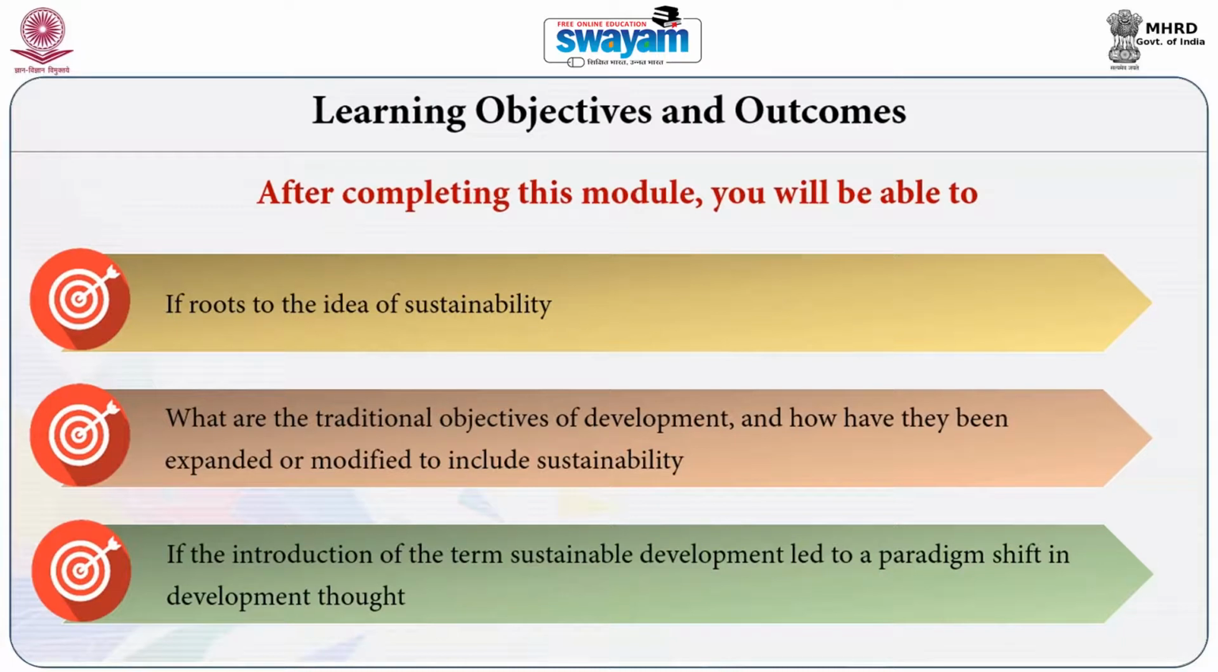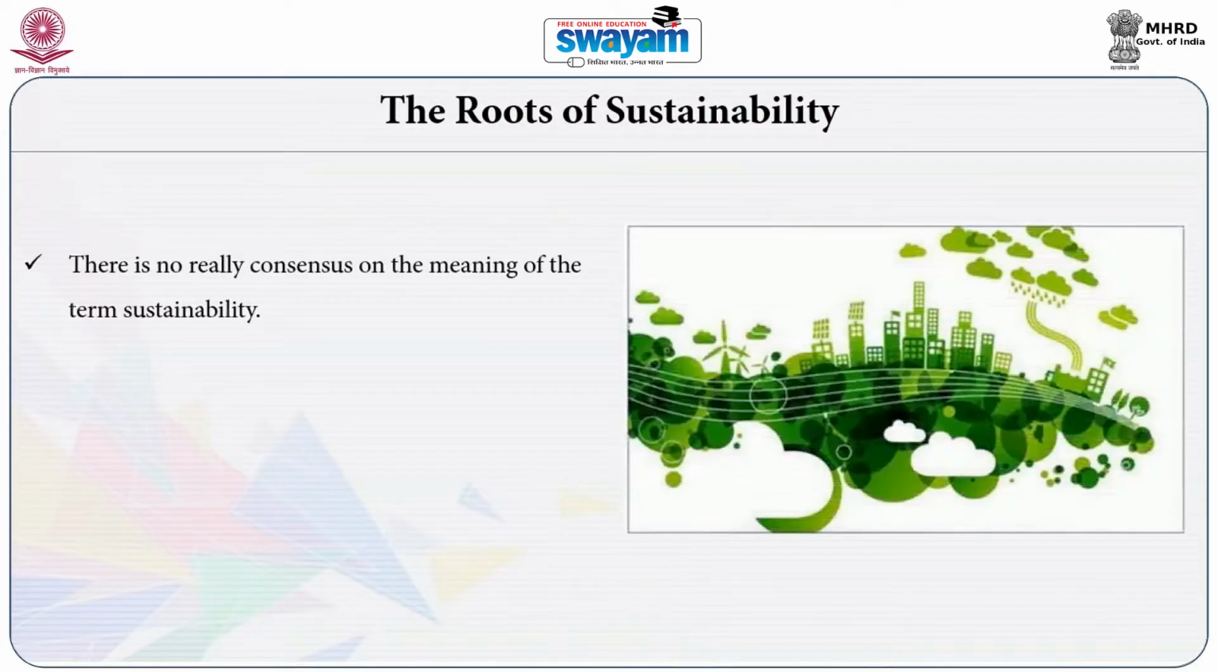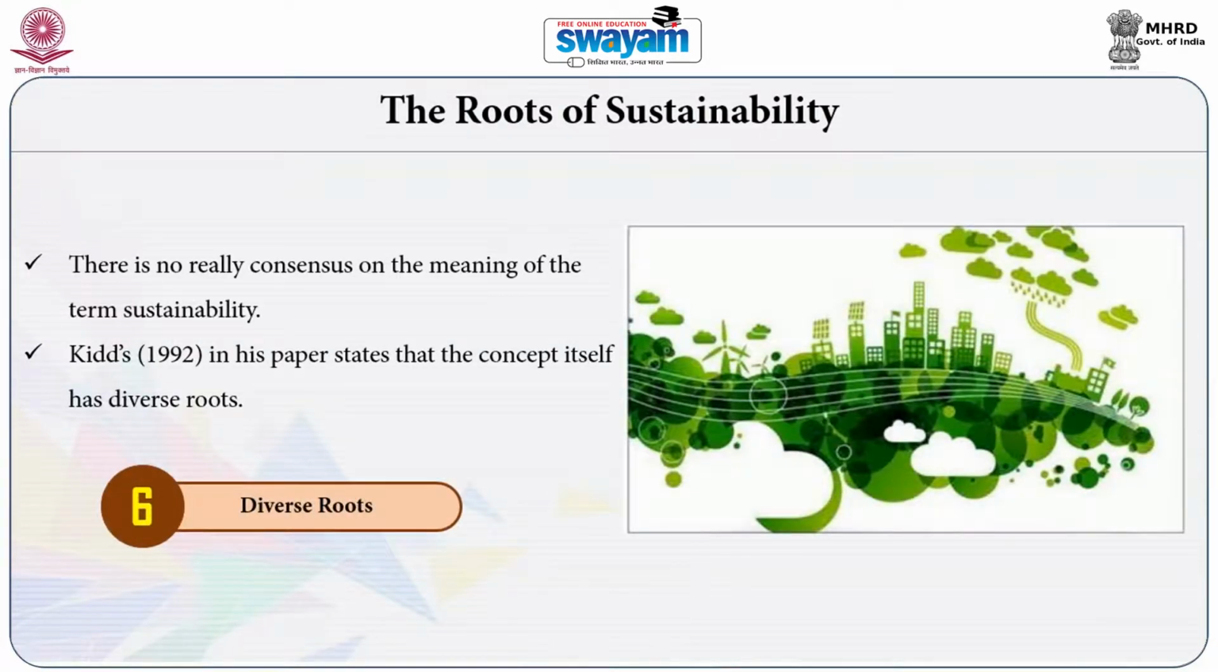So this tree is the concept of sustainability, and it draws from various other concepts, which is why there are so many different ways in which sustainability can be understood, because different people draw from different roots of this particular concept. Nevertheless, all of these different ideas that were developed over a century make up what we understand as sustainability today. In this particular part, I am going to focus on Kids' paper.